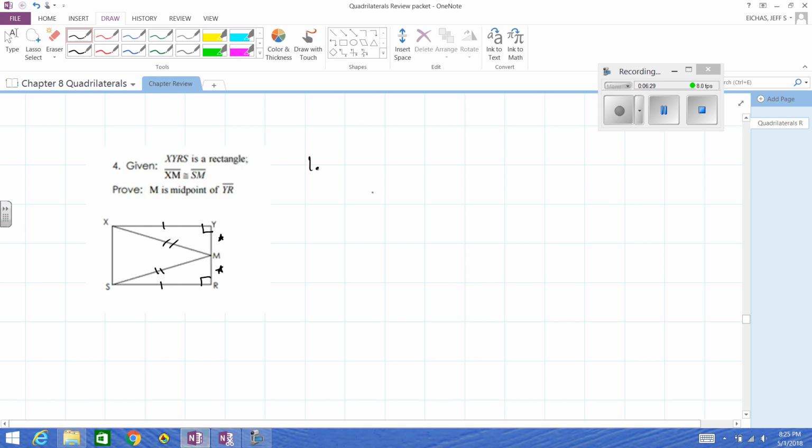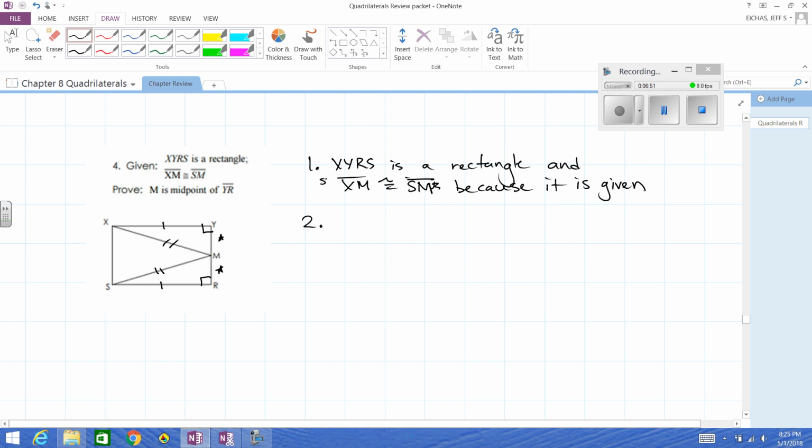Okay, so again, 1 XYRS is a rectangle. All right, and XM congruent to SM because it's given. Okay, that gets us a pair of sides right there, specifically the hypotenuses. So actually it's going to turn into an H because we're going to use hypotenuse leg.